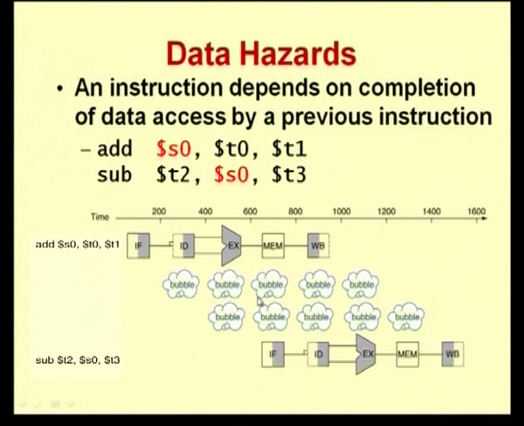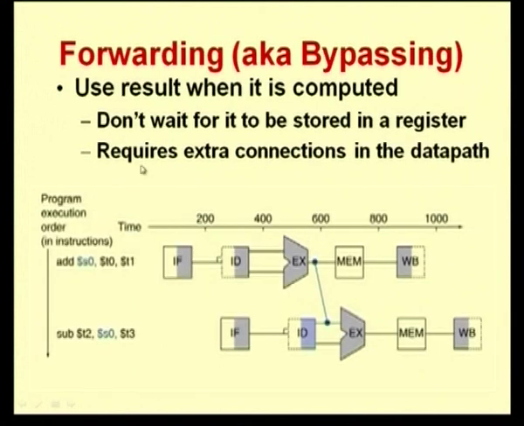Of course, for this we will require some extra connections in the data path. Originally, we had assumed that all the reads will take only from the register file. But now, if you want to forward from the output of the EXE unit back to the input of the EXE unit, you will have an additional data path that needs to be introduced. If we do that, then you can see that with forwarding, we can reduce the number of stall cycles that we have. So, we will take a short break now and come back and continue.